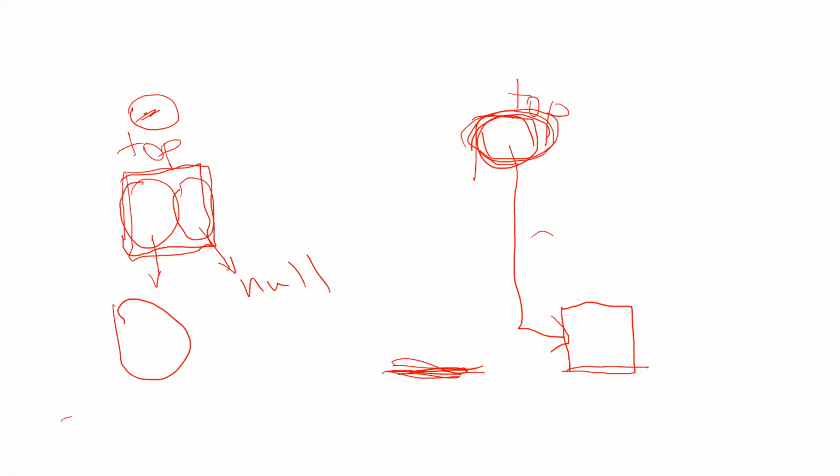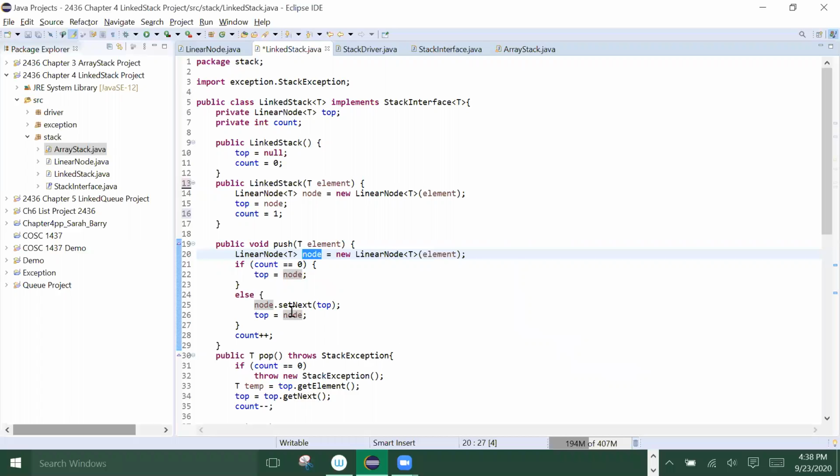We will set next to point to this current top. So currently, this is the top. Okay, we connect them first, and then we assign this to be the top. If it's empty, we will simply say, okay, now you are the top. That's easy, right? But if it's not, we need to do the connection first, and then reassign this node to be the top. That's what this is doing.